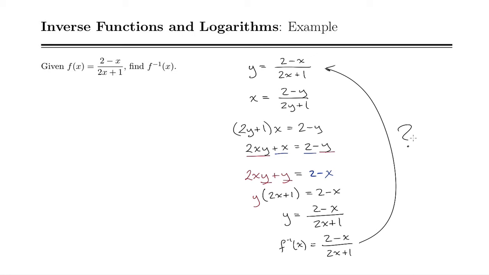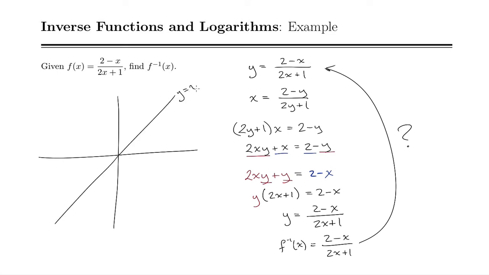Okay. And so if we were to graph these, there's our line y equals x. The graph of the function and its inverse are the same because this function is symmetric about this line. So this line kind of acts like a mirror for that function.